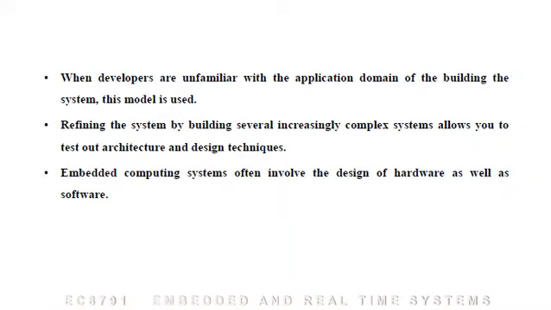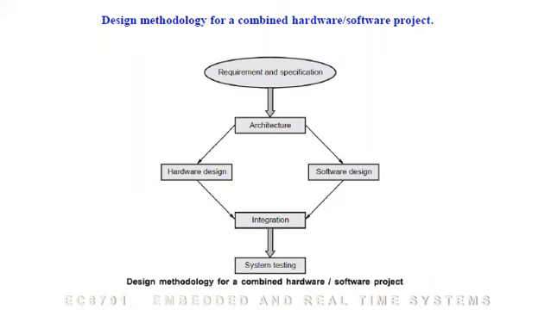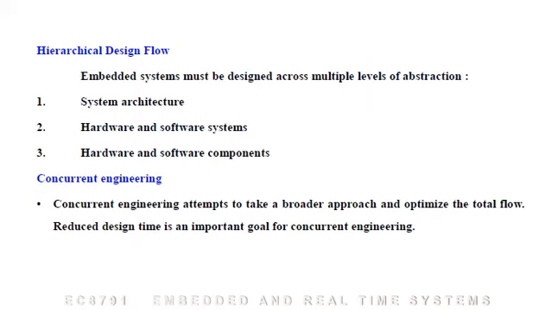Embedded computing systems often involve the design of hardware as well as software. Design methodology for a combined hardware and software project. It's a block diagram of the design methodology for a combined hardware and software project. Hierarchical design flow: embedded systems must be designed across multiple levels of abstraction. First one, system architecture. Second, hardware and software systems. Third one, hardware and software components.